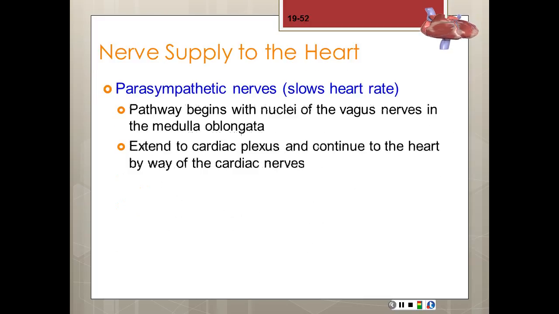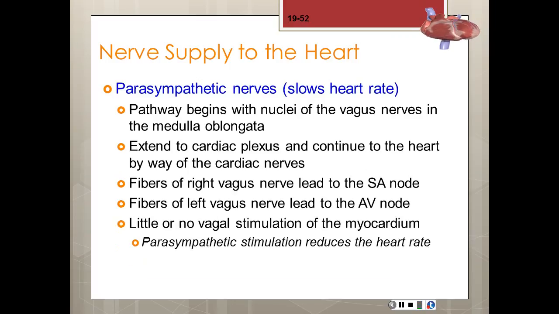For the parasympathetic pathways, it begins with nuclei of the vagus nerves in the medulla. Now, the preganglionic fibers are going to extend through the vagus nerves to the cardiac plexus, where they will mingle with the sympathetic fibers and continue to the heart via the cardiac nerves. They synapse with the postganglionic nerves in the epicardial surface and the wall.